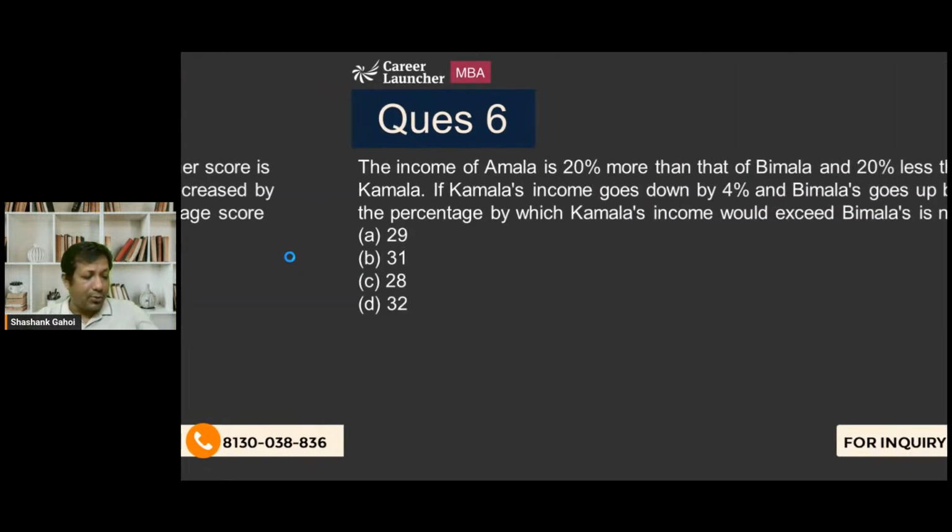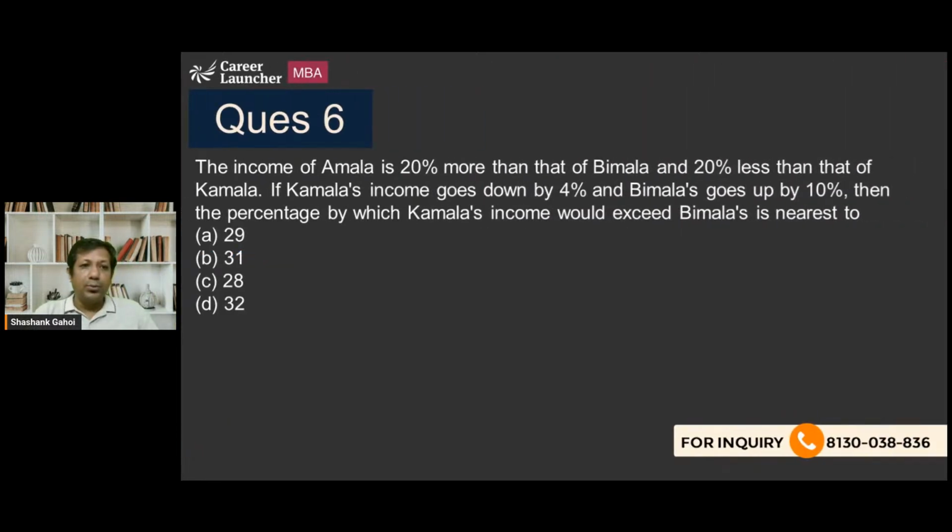What does it say? Now let's look at this. It says that the income of Amla is 20% more than that of Bimla and 30% less than that of Kamla. So the income of Amla is 20% less than that of Bimla. It means Amla's income is 80% of Bimla's income. And 20%, sorry, I made a mistake over here. So I'm just going to redo the statement.